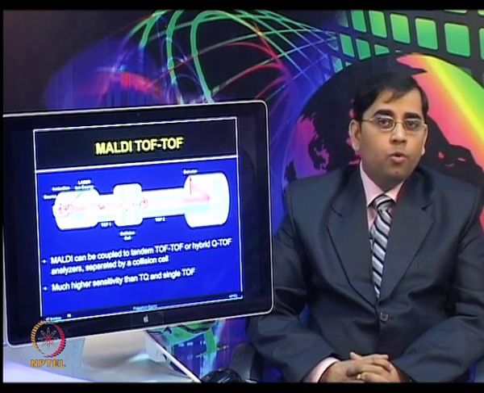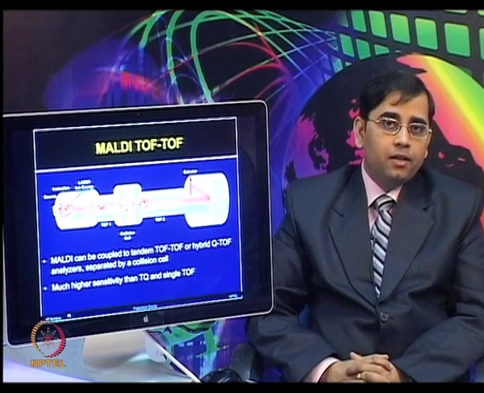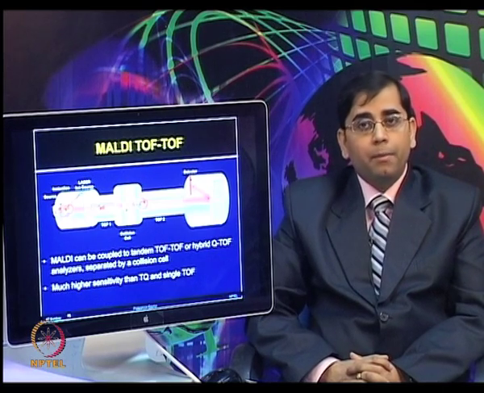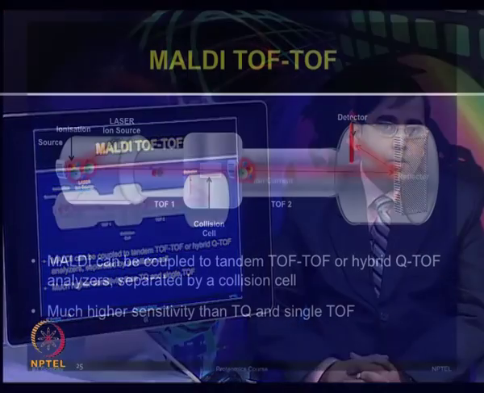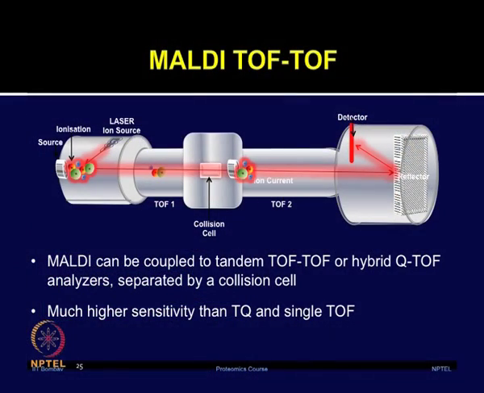Now, let us add one more mass analyzer. So, now we have a configuration of MALDI-TOF. MALDI can be coupled to a tandem time of flight, in combination with another time of flight, so TOF-TOF, or with hybrid quadrupole time of flight analyzers, which are separated by the collision cells. Now, for proteomic application, it is recommended to use the TOF-TOF or QTOF.